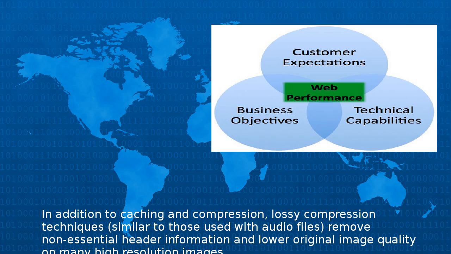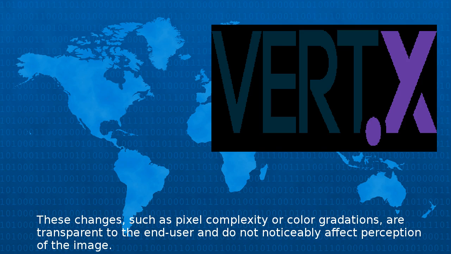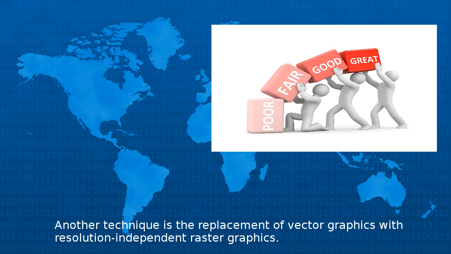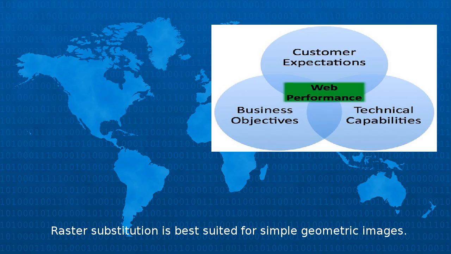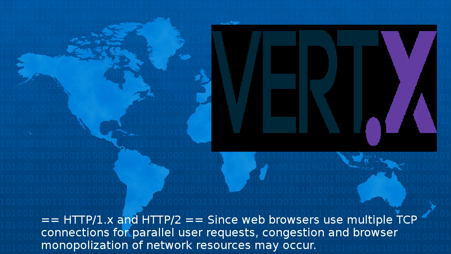In addition to caching and compression, lossy compression techniques, similar to those used with audio files, remove non-essential header information and lower original image quality on many high-resolution images. These changes, such as pixel complexity or color gradations, are transparent to the end user and do not noticeably affect perception of the image. Another technique is the replacement of vector graphics with resolution-independent raster graphics. Raster substitution is best suited for simple geometric images.